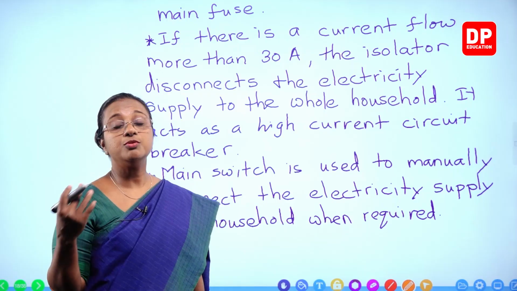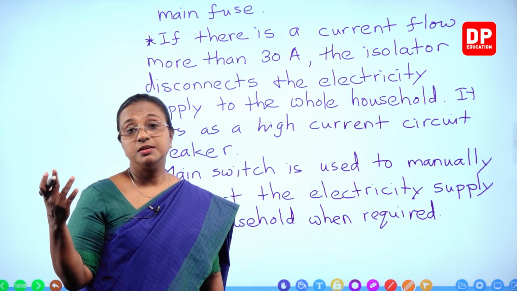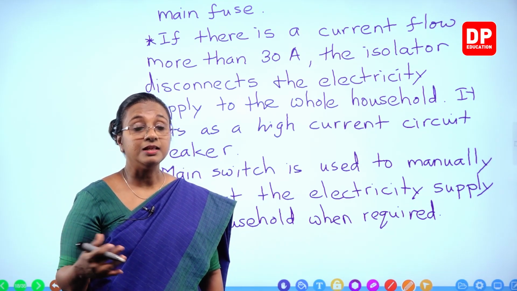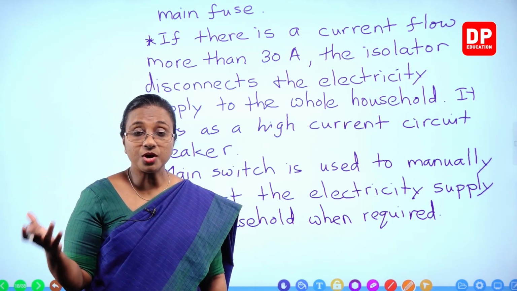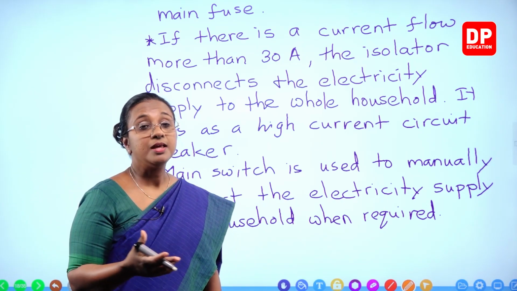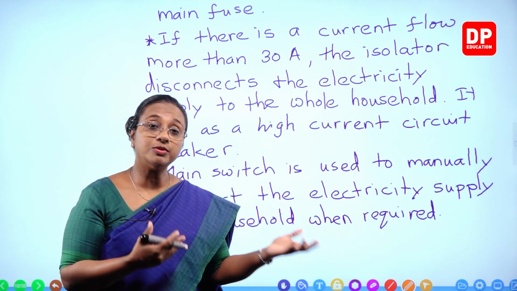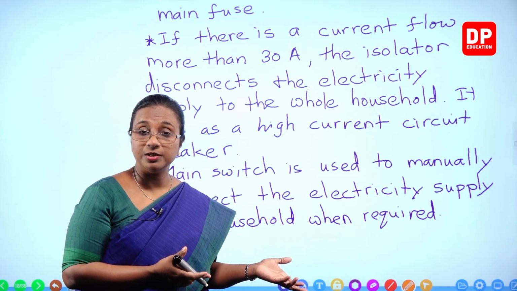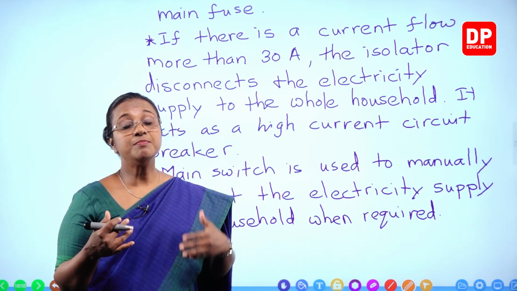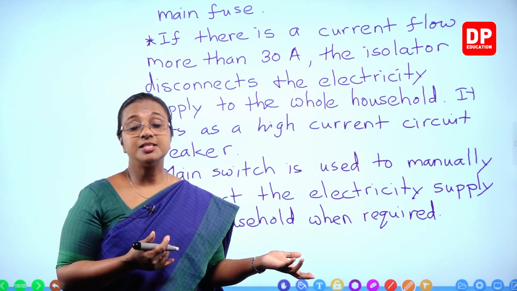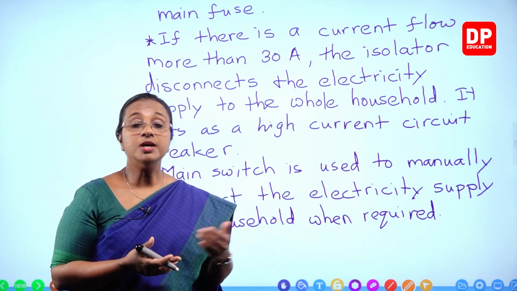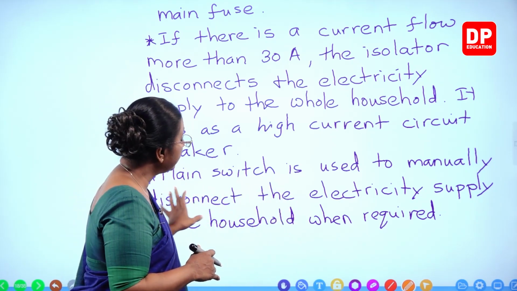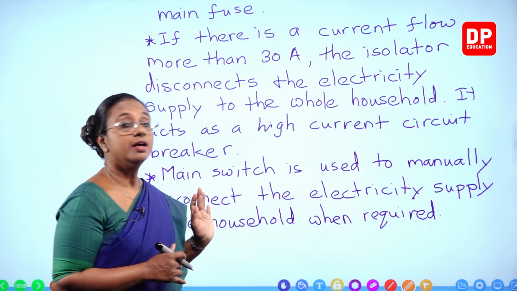Now, if there is a huge repair work going on, if you want to change the electricity cables or connect a new line, connect a new plug socket, or if you are going out of the house for a long period of time, say about 2-3 months, and the house has to be closed for that period, there is no point having the electricity supply. So you might want to turn off the electricity supply so that you can prevent accidents also. So in that instance, you can use the main switch.